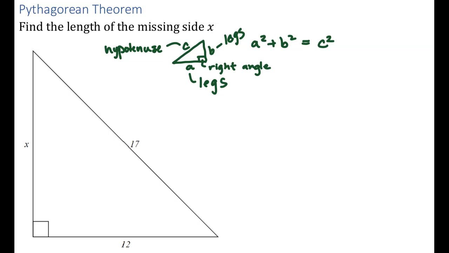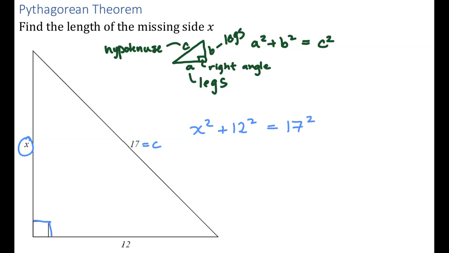So for this example, we're asked to find the length of the missing side X over here, which means we can absolutely go for the Pythagorean theorem. I do see that this is a right triangle. What's important is that the 17 is our C value, so it needs to go by itself in the equation. So we will say leg 1 squared plus leg 2 squared is equal to the hypotenuse squared.